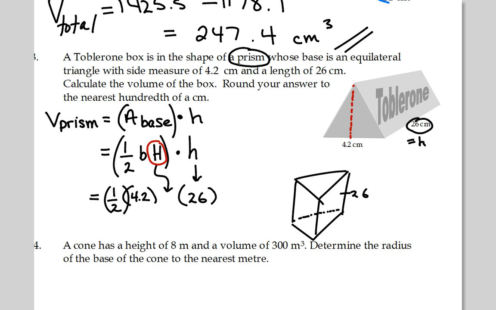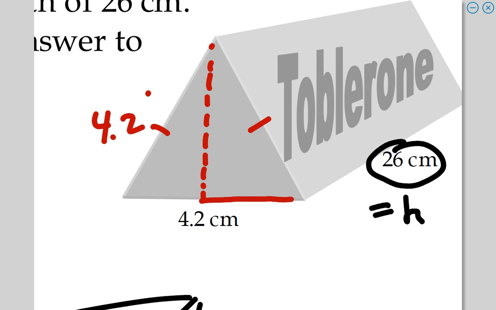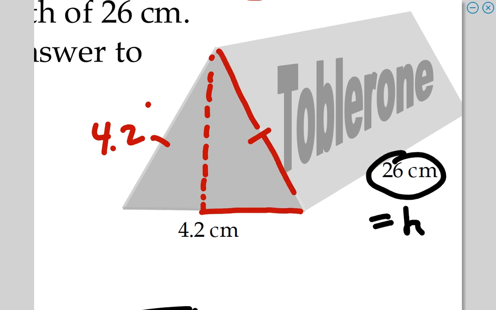Is it given? What other information is given? What is this? Equilateral. So what is it saying about all three of those sides? They're all the same. So if that's 4.2, this is 4.2. Guess what we need? Your friend, Pythagoras.